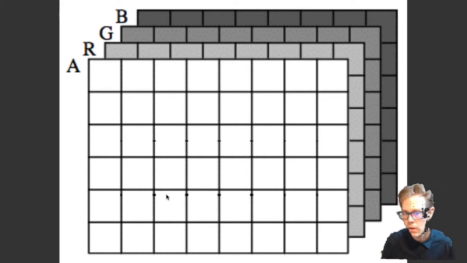And then there's typically this fourth plane as well, which is alpha. Alpha is sort of like an opacity layer. So the alpha layer could make certain parts of the image transparent and other parts of the image fully visible.